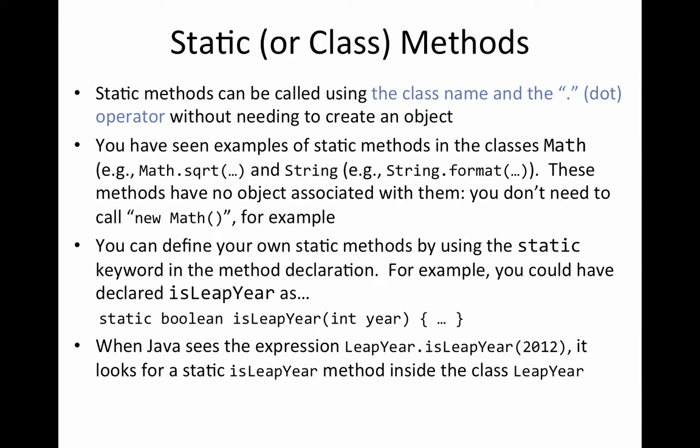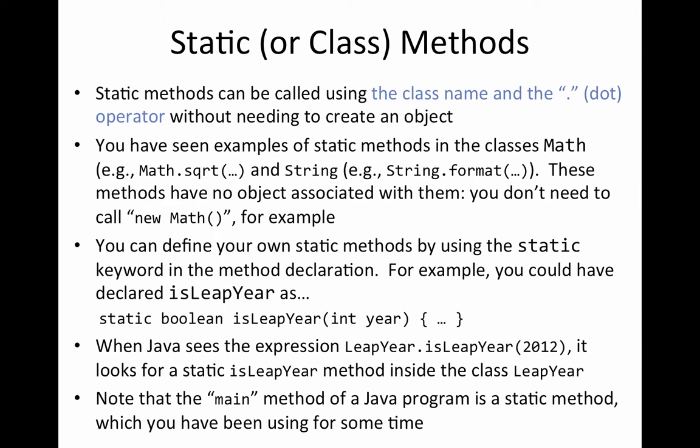When Java sees this expression that I just mentioned, LeapYear dot isLeapYear, where LeapYear is the class name, and some argument, then it knows that isLeapYear ought to be a static method because LeapYear is the name of the class. It also knows that it will find the implementation of this method inside the LeapYear class. A much more familiar example to you, you've written down so many times this line of code, public static void main. The main method is an example of a static method.